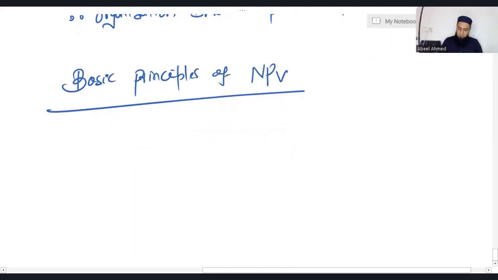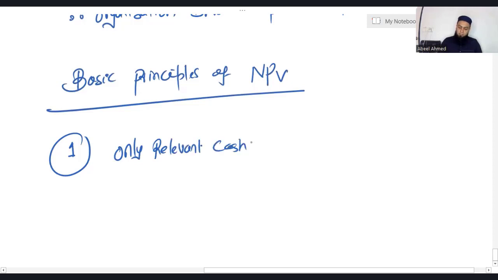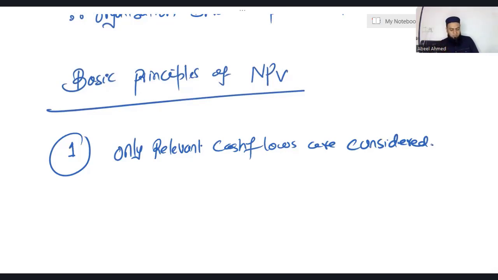What are the basic principles? First point, a very first point. Only relevant cash flows are considered. Basic principles of NPV. Only relevant cash flows. That's very, very important. Which cash flows? Only relevant cash flows will be considered.